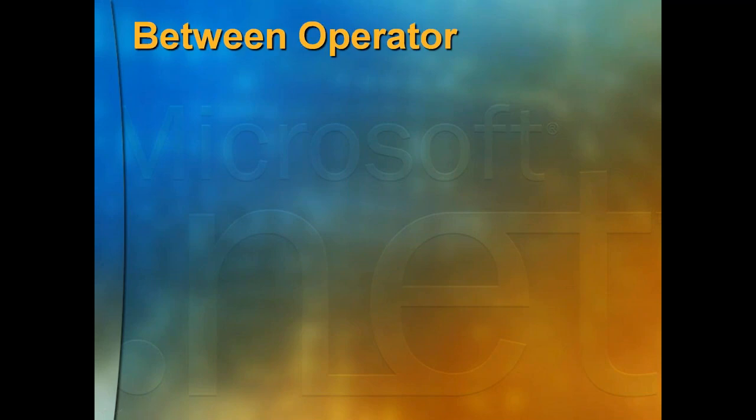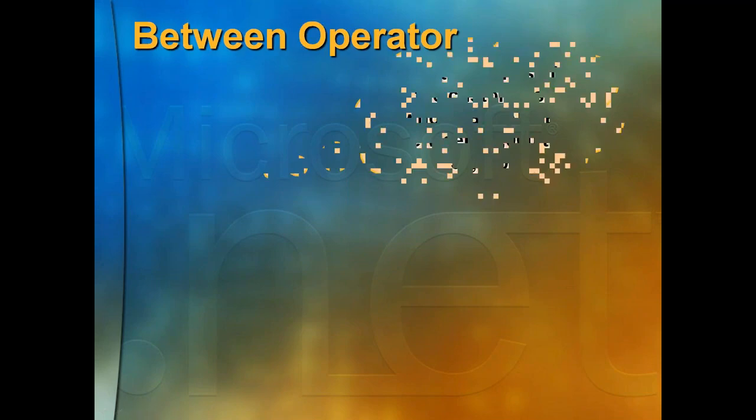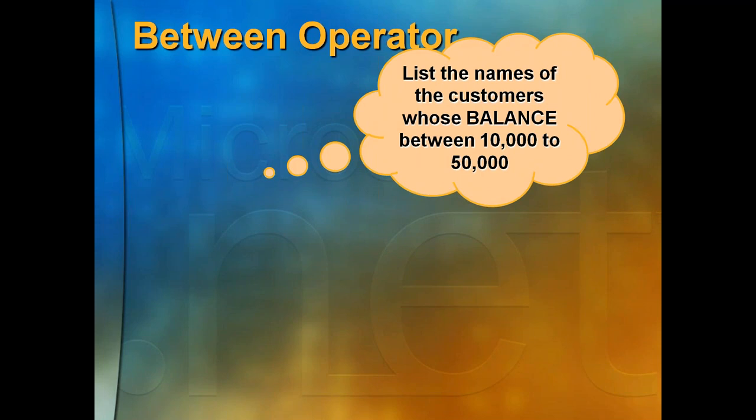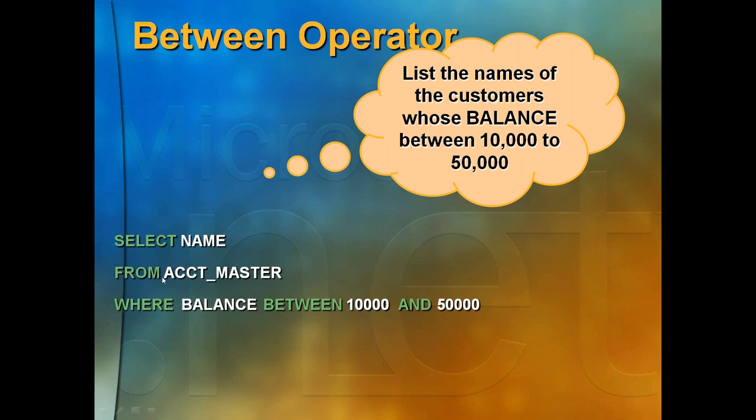Now we have the between operator. List the names of the customers whose balance is between 10,000 and 50,000. There is a between operator that you can use. So: select name from account master where balance between 10,000 and 50,000. The question is, does it take 10,000 and 50,000 as well, or does it include only the in-between values? That is also one more interview question.